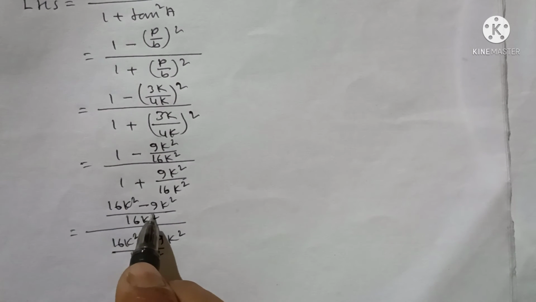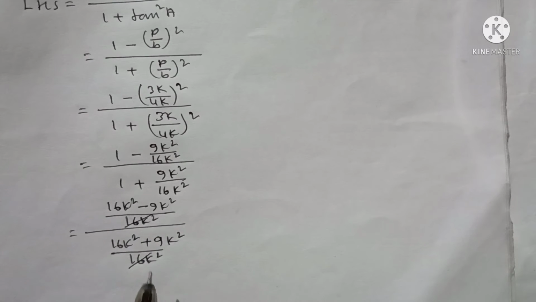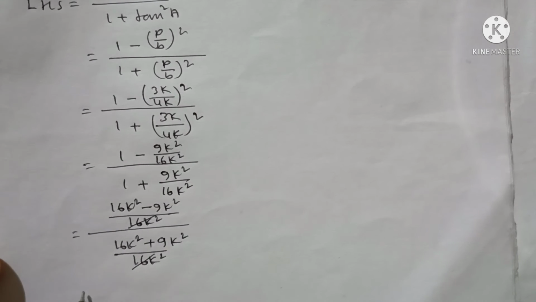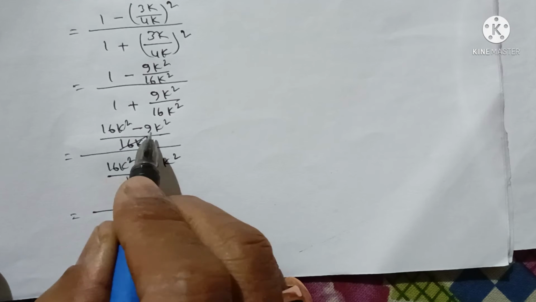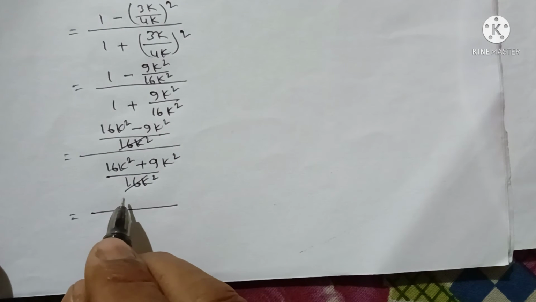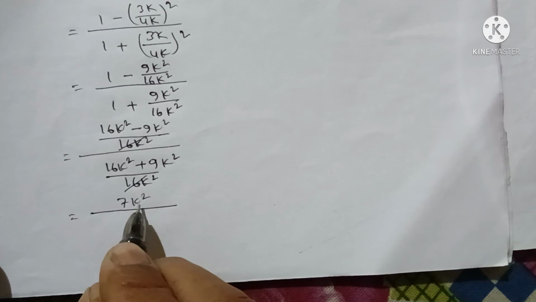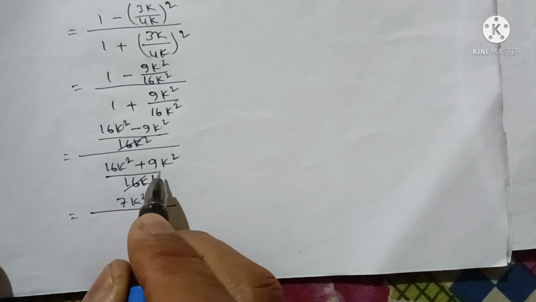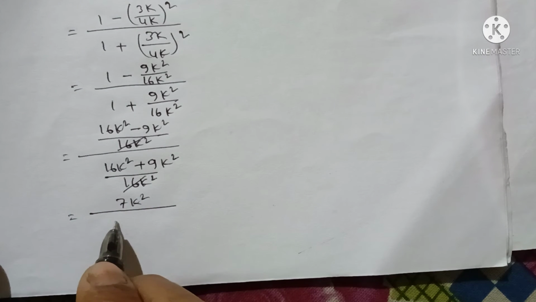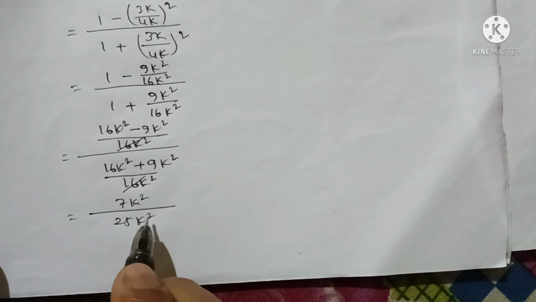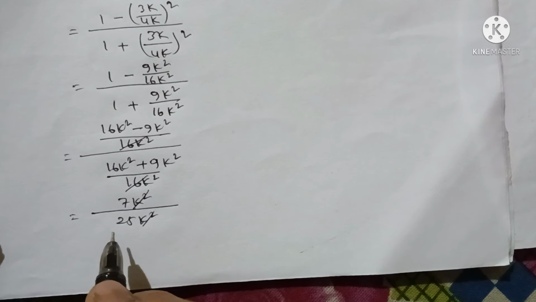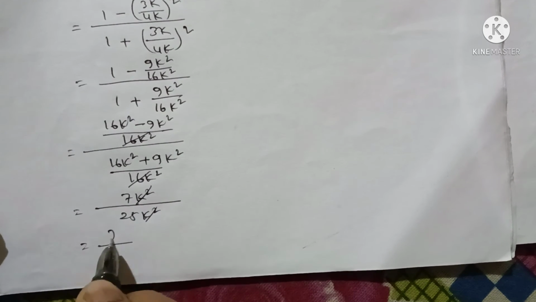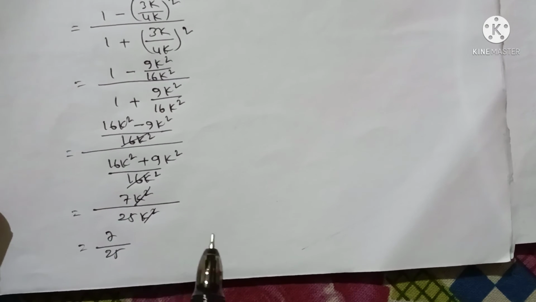Here we can cut out this 16K square and 16K square. Then we'll get here 16K square minus 9K square means 7K square. 16K square plus 9K square means 25K square. Cancel out this. We have found 7 by 25.